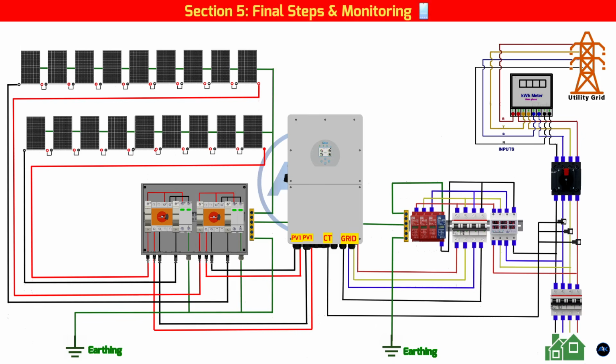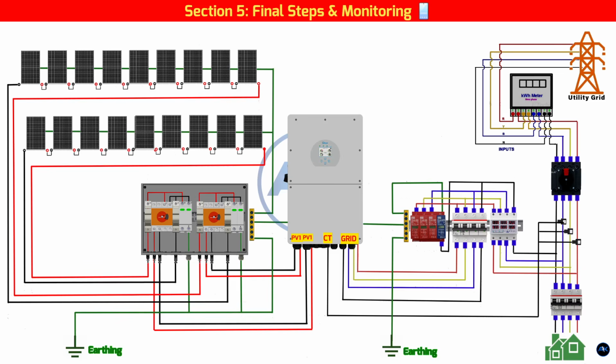Section 5. Final steps and monitoring. Once everything is wired up, you must test the system with a multimeter to ensure all connections are correct. After passing inspection from your local authorities and utility, they'll install your new bi-directional meter and you'll be ready to go. Now, the fun part, monitoring.